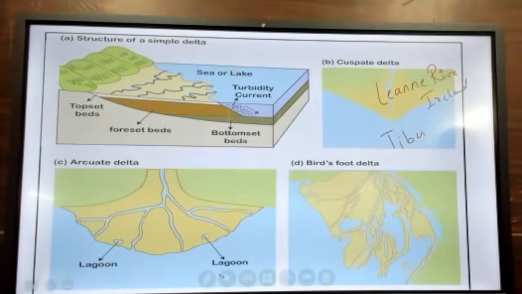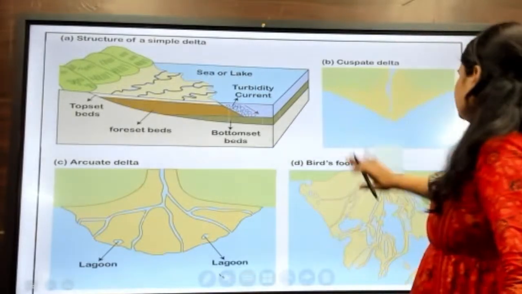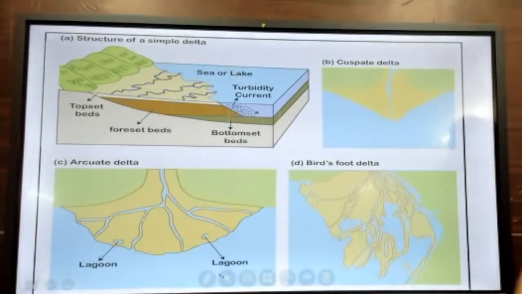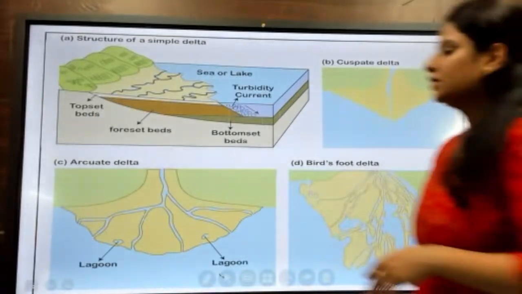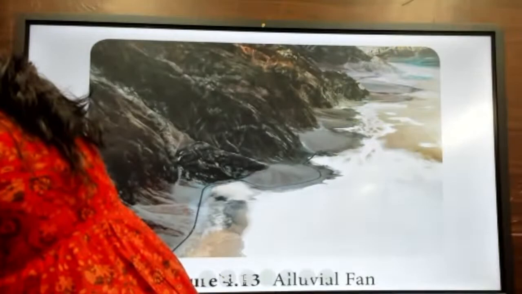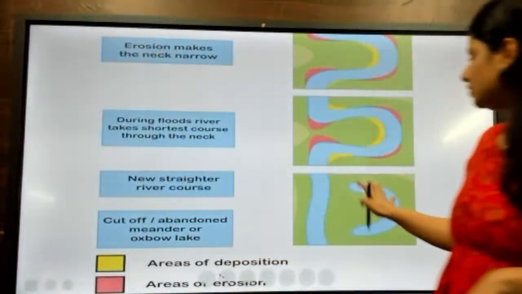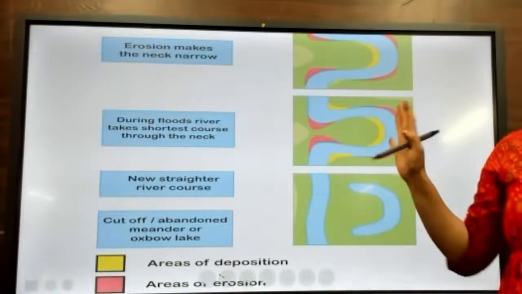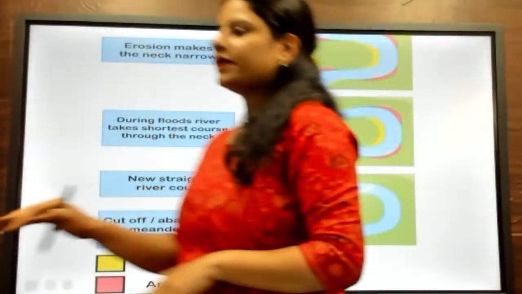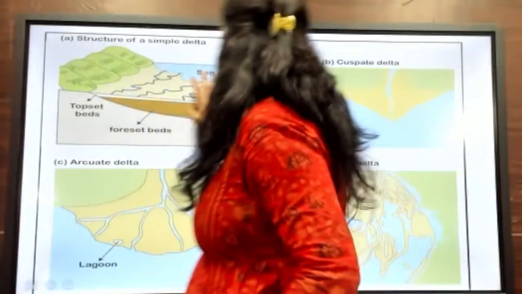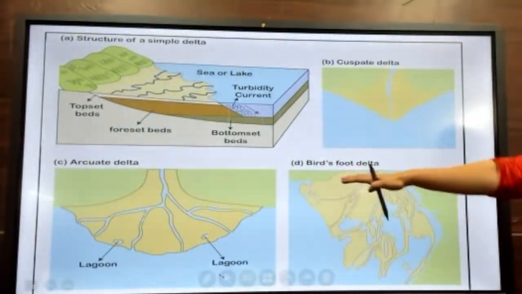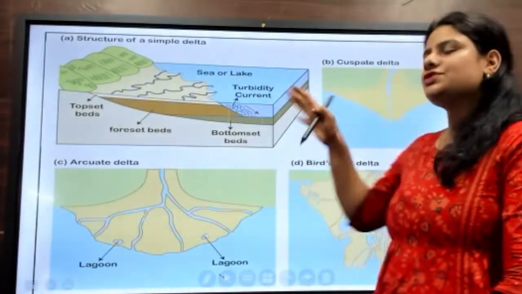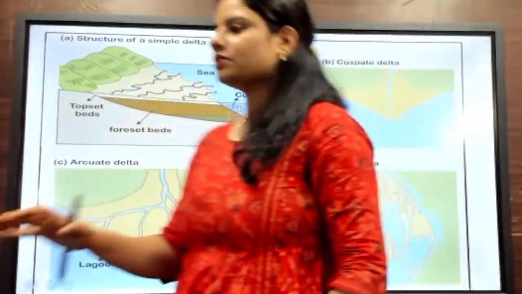Done? The example for Oxbow Lake, I don't have right now. I'll check and tell you. So you understood everything, the meander and all, right? Any doubt here? Oxbow Lake, meander, and all those things? Here I have 2-3 pictures: cuspate delta, bird's foot delta, arcuate delta, but other deltas you can search and you will get it.